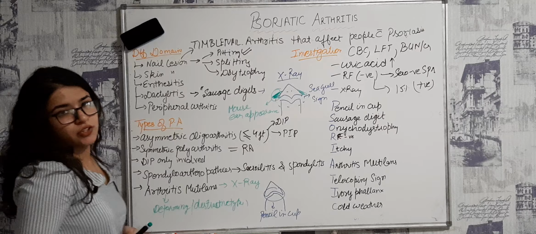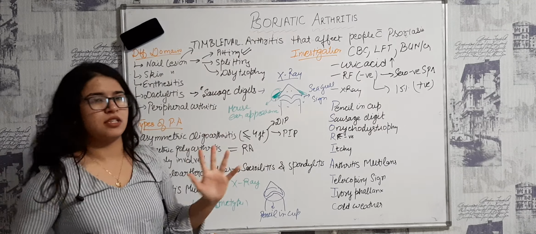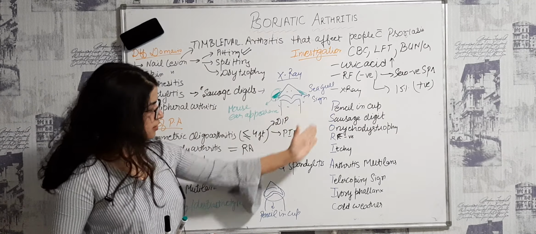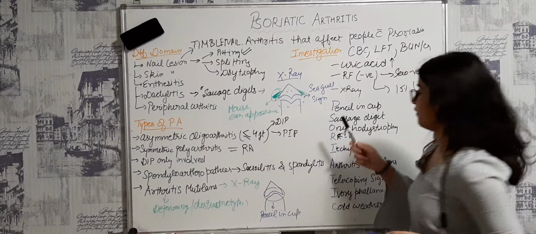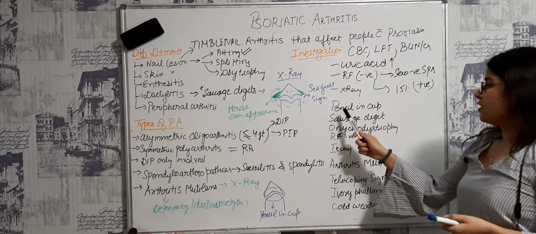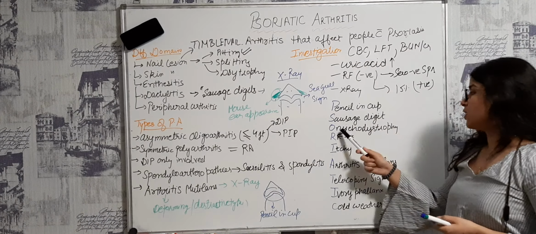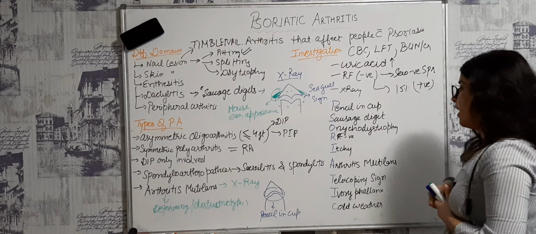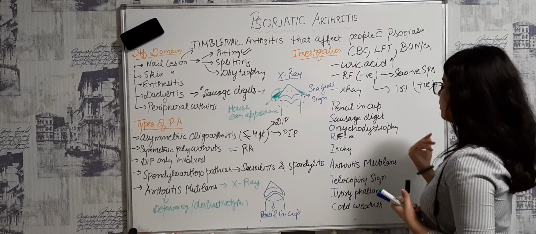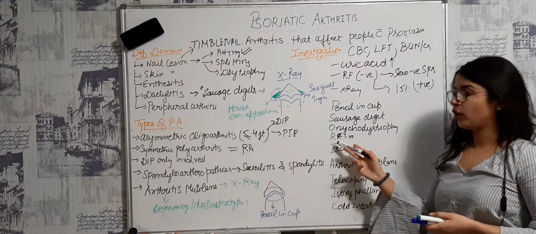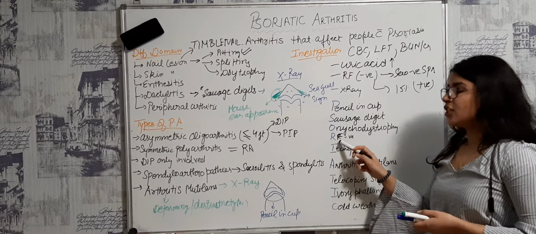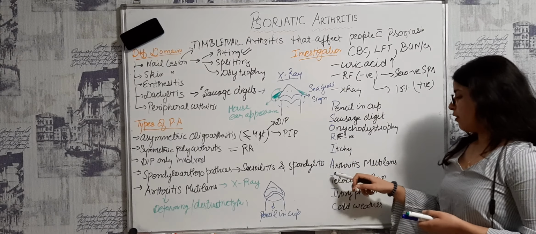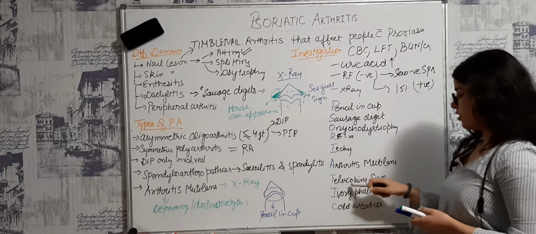In psoriatic arthritis, you can't remember all these things. So if you forget, then this is a mnemonic. That is, PSORIATIC itself. P is pencil-in-cup appearance. S for sausage digits, and the O is for onycho-dystrophy and rheumatoid factor negative. There is itchiness, and A for arthritis mutilans, T for telescoping sign.